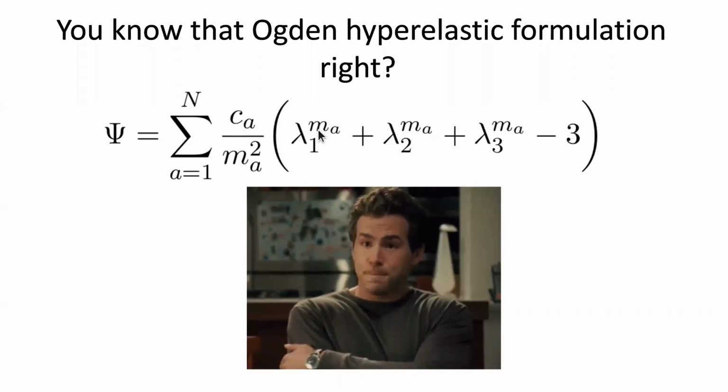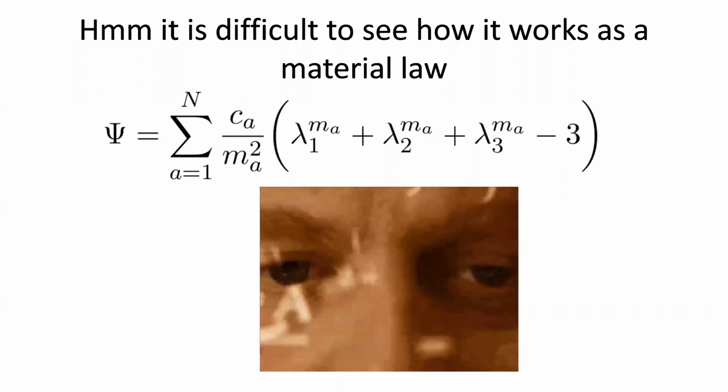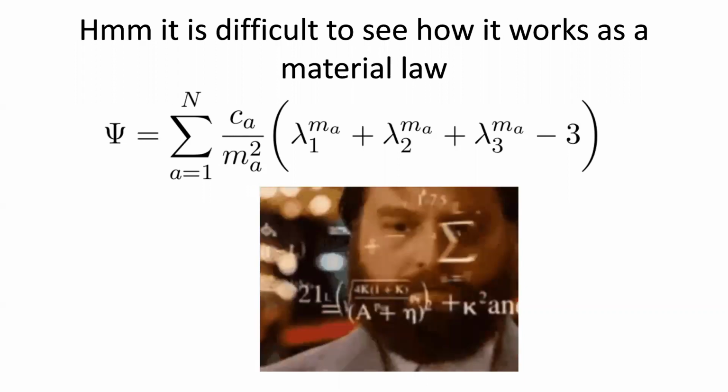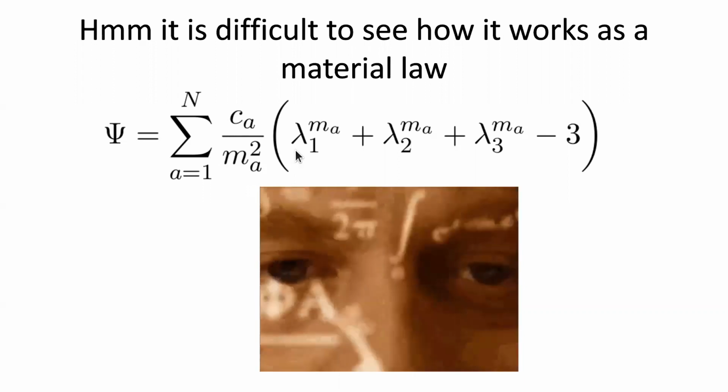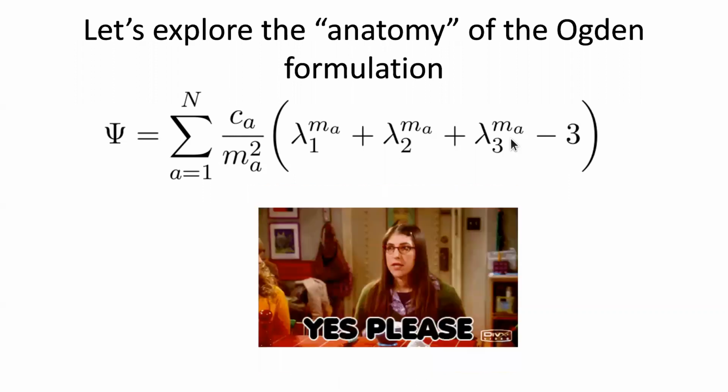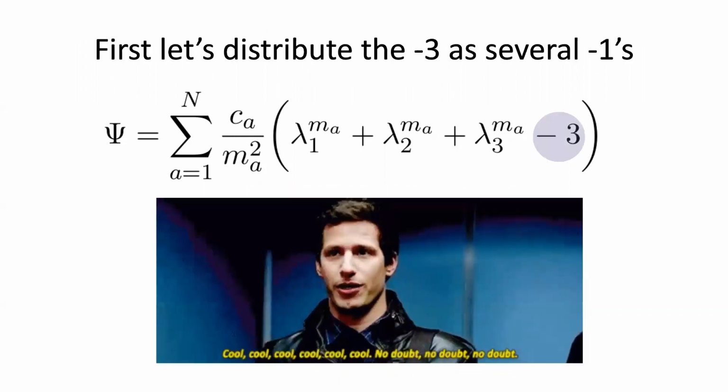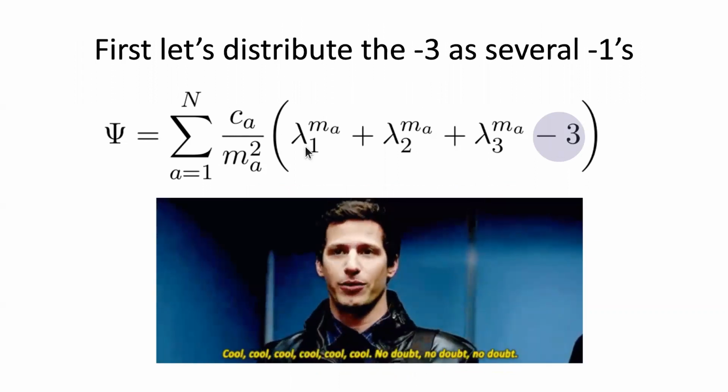So let's have another look at the anatomy of the Ogden formulation. Again, it's a bit difficult to see how this works, so you can pull this apart and explore the anatomy of the Ogden formulation a bit more. We can see that there's a -3 there. A stretch of an undeformed state is 1. So that's why there's a -3, because there's a -1, -1, -1.